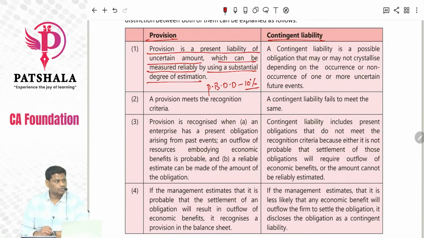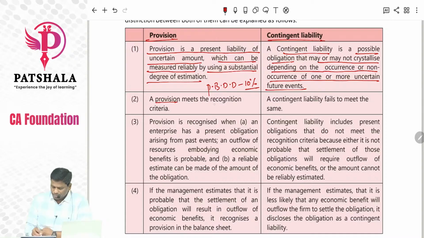Your experience tells you. Okay? Contingent liability is a possible obligation that may or may not crystallize depending on the occurrence or non-occurrence of one or more events. Provision meets recognition, contingent liability fails to meet. That's the reason this will not come in balance sheet.